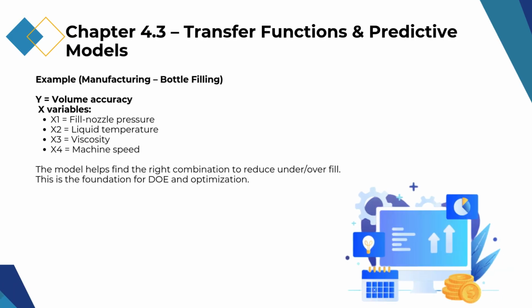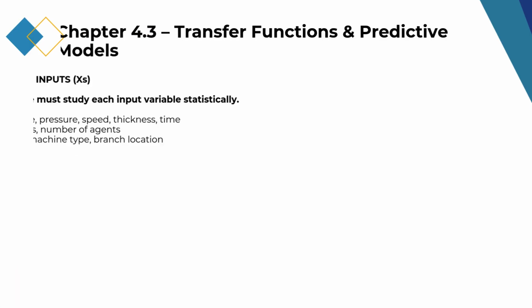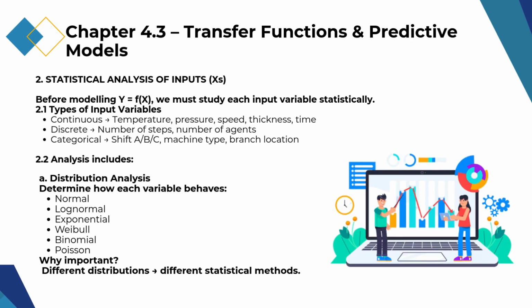This manufacturing example explains bottle filling. The output y is volume accuracy, affected by nozzle pressure, liquid temperature, viscosity, and machine speed. The model helps identify the right combination of inputs to reduce underfill and overfill, forming the basis for DOE and process optimization.